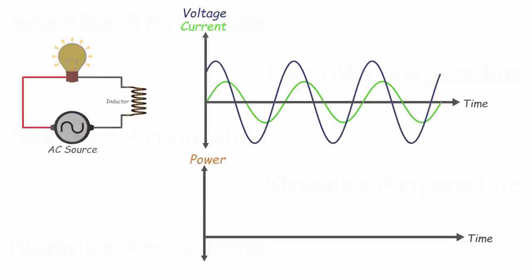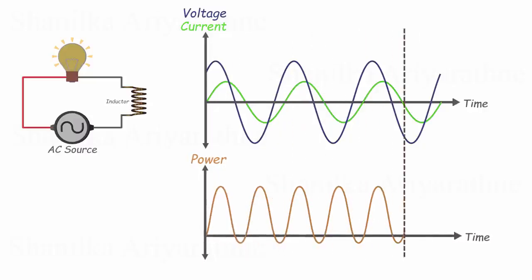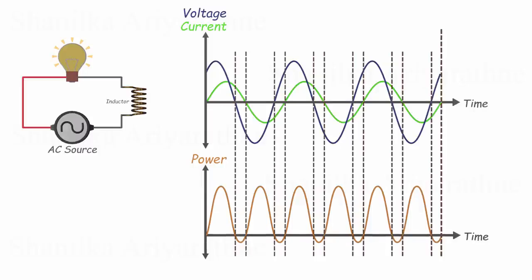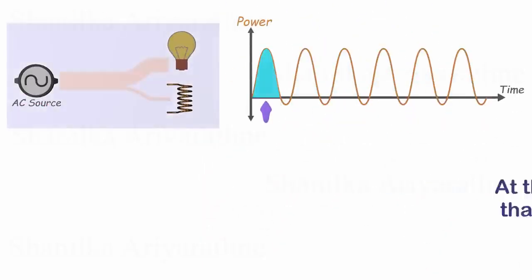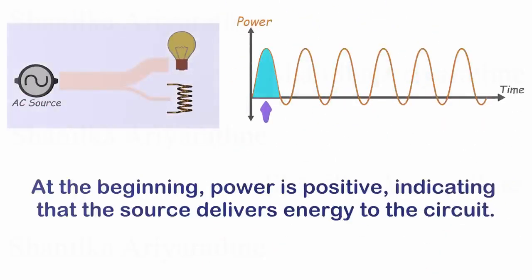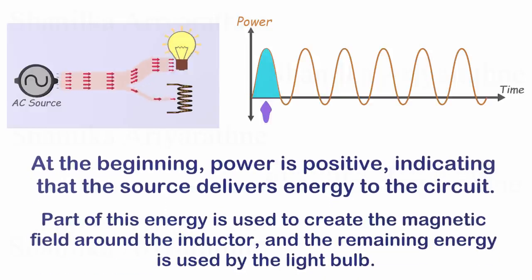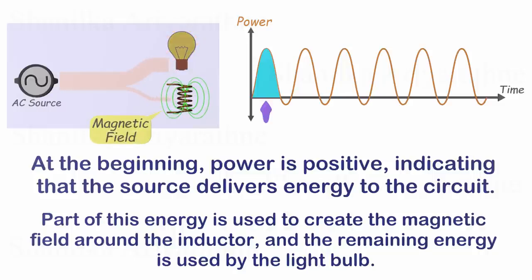Let's attempt to explain this more clearly. Here is the voltage and current graph of our circuit. Now, let's draw the power graph again. As mentioned earlier, there are negative power regions and positive power regions. At the beginning, power is positive, indicating that the source delivers energy to the circuit. Part of this energy is used to create the magnetic field around the inductor and the remaining energy is used by the light bulb.